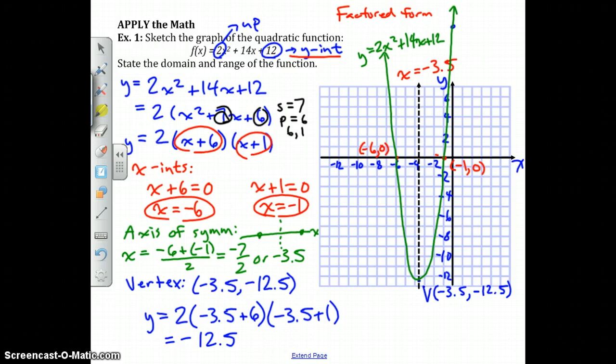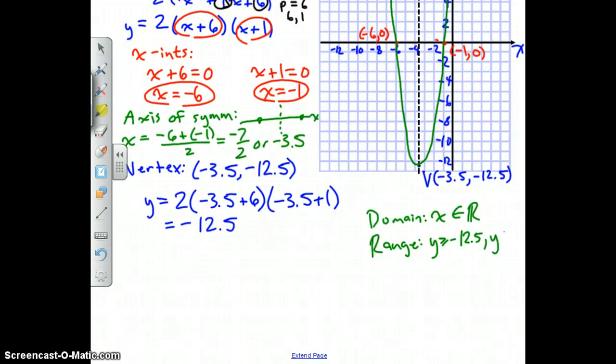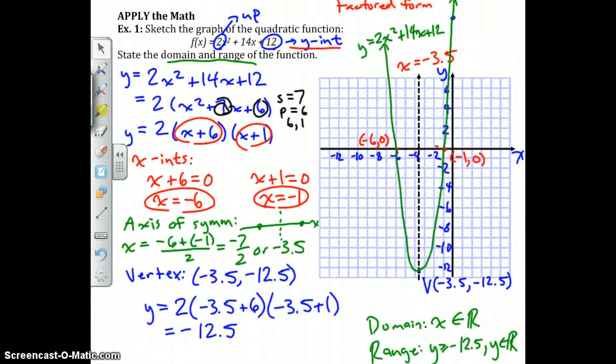Okay, and then the last part of this question we need to address is state the domain and range. So what is the domain and range here? Well, the domain, again, is x is an element of all real numbers. It extends both ways forever. The range, well, those are our y values. There are no y values below the parabola. So the y values go up starting at -12.5, and they are real numbers. Okay, and that is that complete question. Again, there's our graph. We can see, looks very nice.